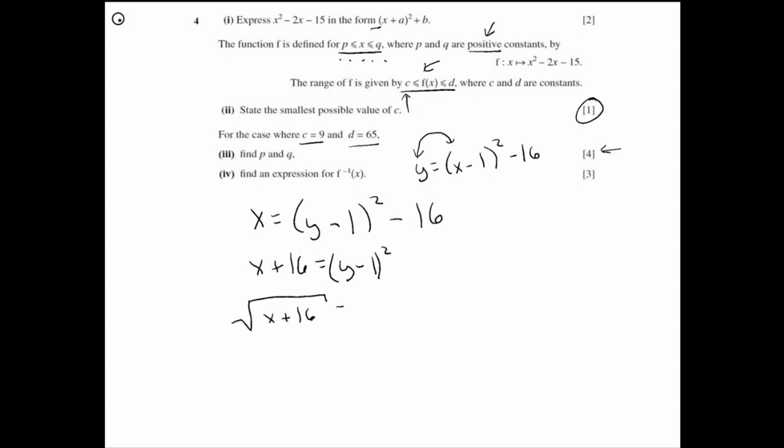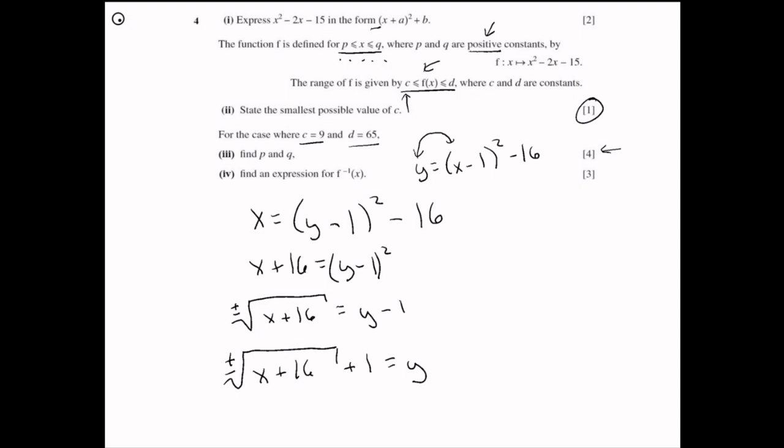That's x plus 16 equals y minus 1. That's a plus or minus square root. We'll figure that out later. Then we're going to add plus 1 on both sides. So plus 1 equals y. And this is where we figure out if it's a plus or a minus, and try to figure this out right now.